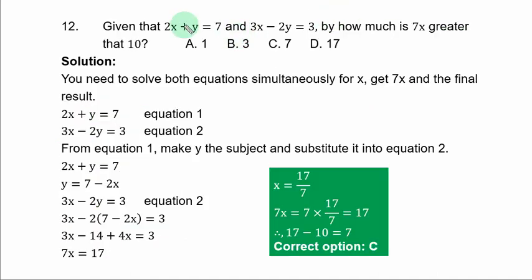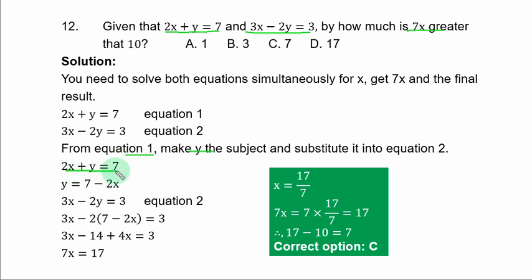Question 12. Given that 2s plus y equal to 7 and 3s minus 2y equal to 3, by how much is 7s greater than 10? For us to get 7s, we need to get s first, and that means you solve both equations simultaneously, and I want to use the method of substitution. So you have equations 1 and 2. From equation 1, make y the subject and put it into equation 2.